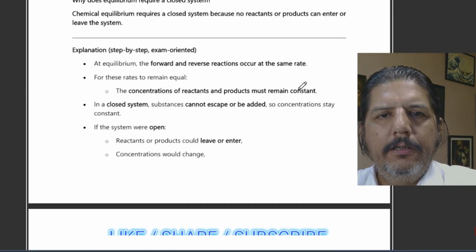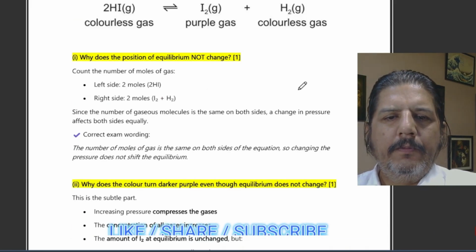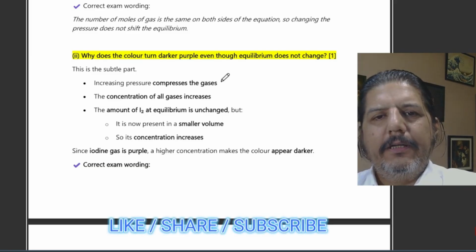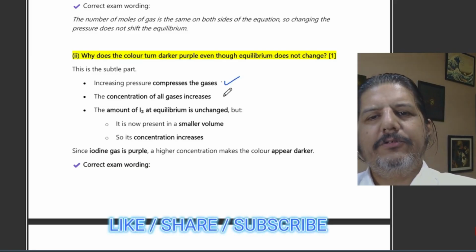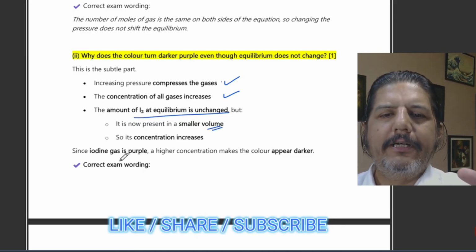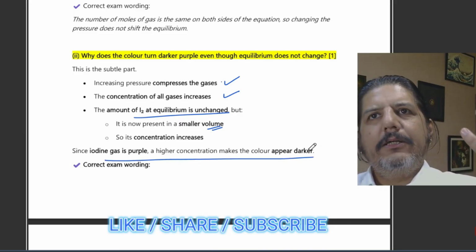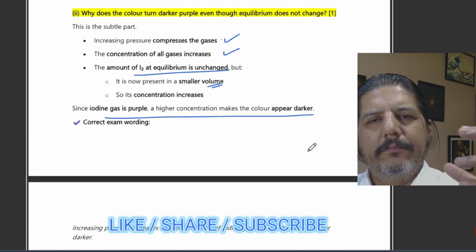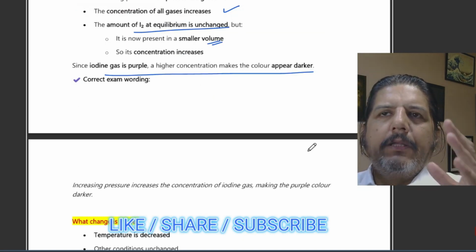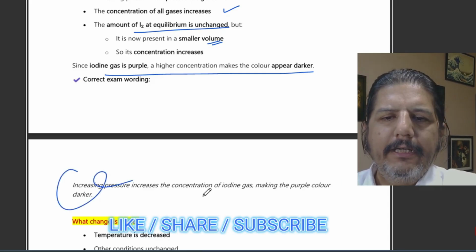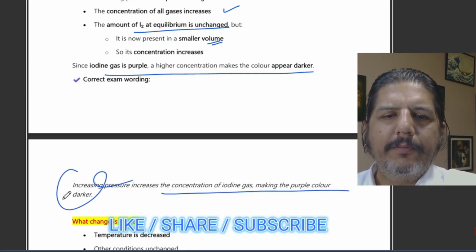So what I'm trying to say is that increasing pressure compresses the gas, the concentration of all the gases increases. So the amount of iodine remains unchanged, but now it is confined to a smaller volume, and that is why the color seems darker, because the gas is being confined to a lower volume. Specifically, what you can write is increasing pressure increases the concentration of iodine gas, making the purple color darker.